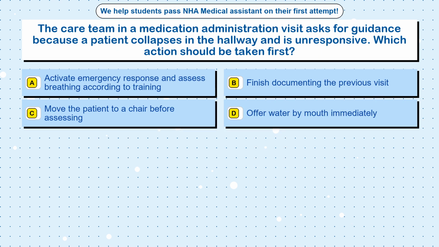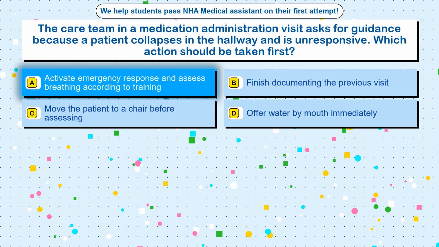Question 70. The care team in a medication administration visit asks for guidance because a patient collapses in the hallway and is unresponsive. Which action should be taken first? Option A, activate emergency response and assess breathing according to training. Option B, finish documenting the previous visit. Option C, move the patient to a chair before assessing. Option D, offer water by mouth immediately.